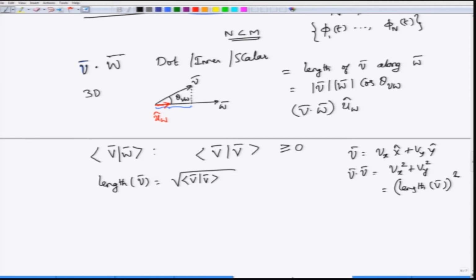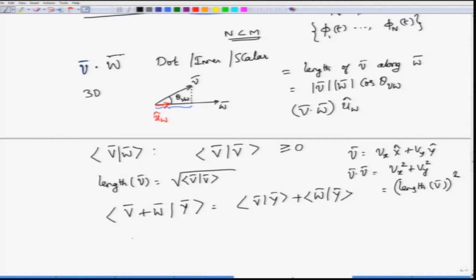Now the other rule that we want to state is that if I take the sum of two vectors, call the sum V plus W, and then I take one more vector, say Y, the inner product should be equal to V with Y plus W with Y.